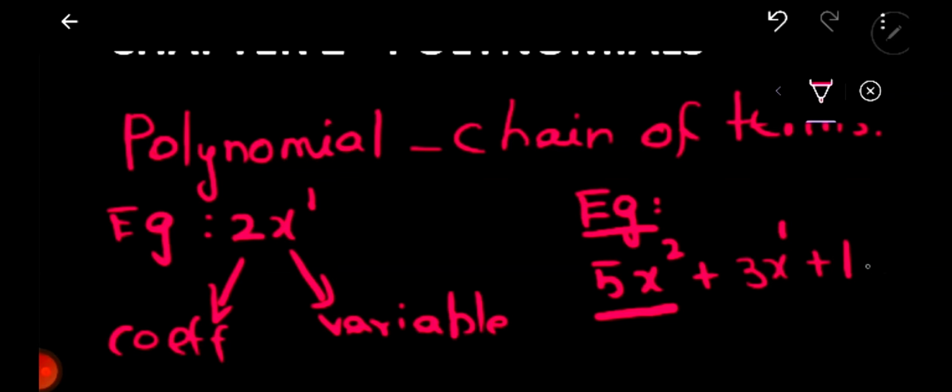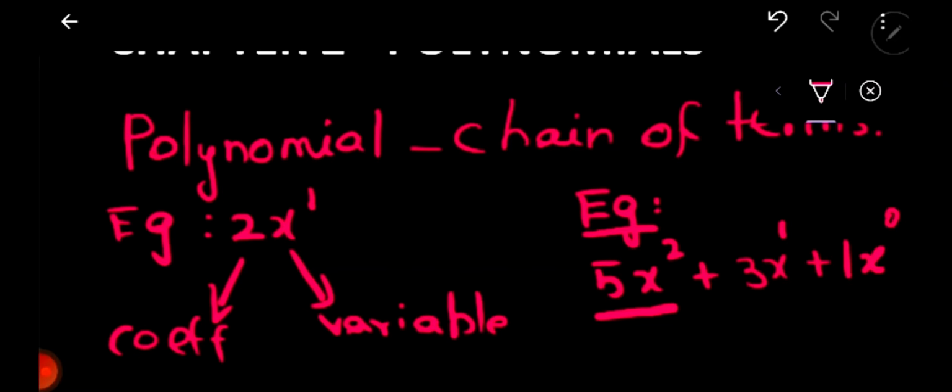Here there is no x term. So what should we do? We can rewrite it as x to the power 0. x to the power 0, the value is 1. So here the power of x is 0. 0 is a whole number. Then only can we say this expression is a polynomial.